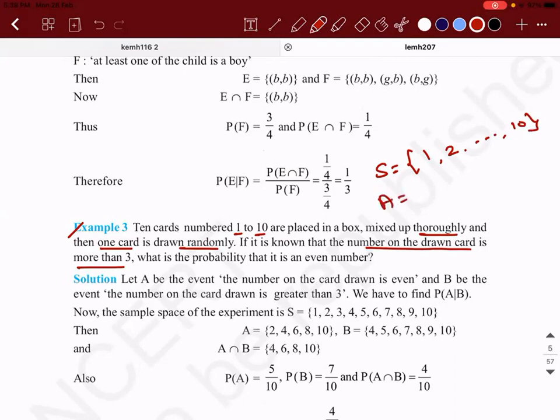What is event A? So it is known, means that is given. It is known that the number on the card drawn is greater than 3. What is the probability that it is an even number? So what is the probability that it is an even number, known that the number drawn is greater than 3? So you need to give some notation to it. What is event A? 2, 4, 6, 8.